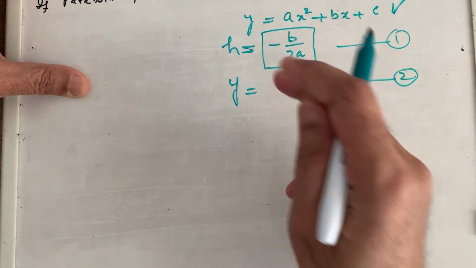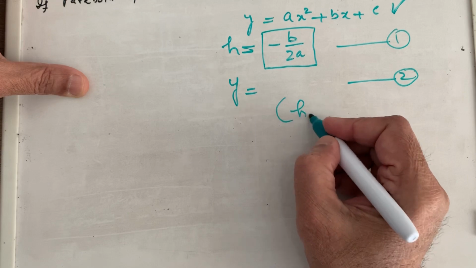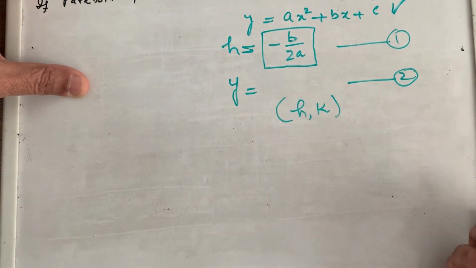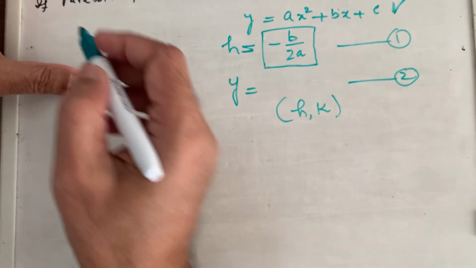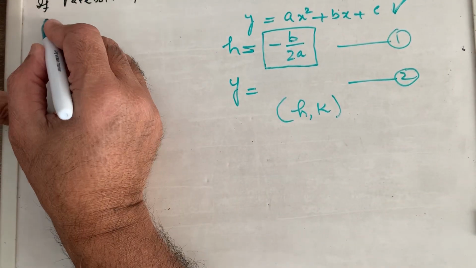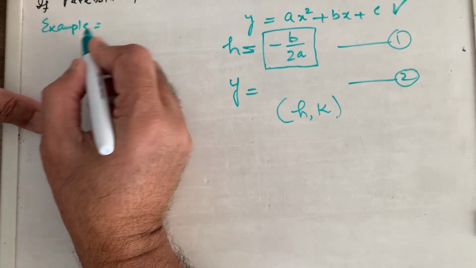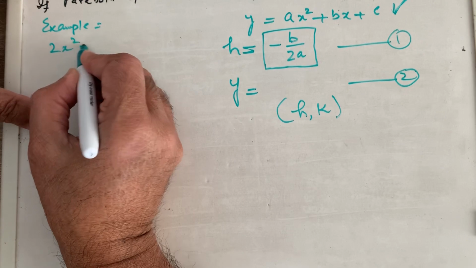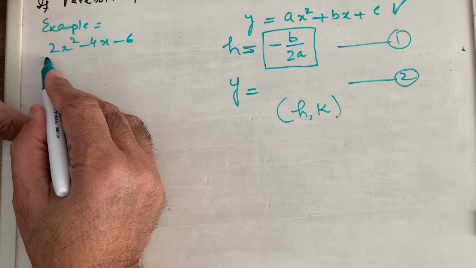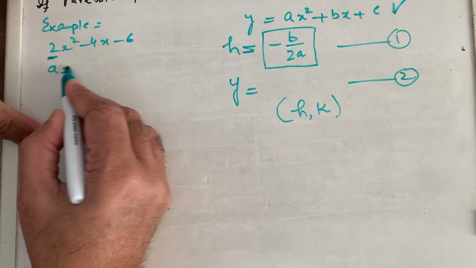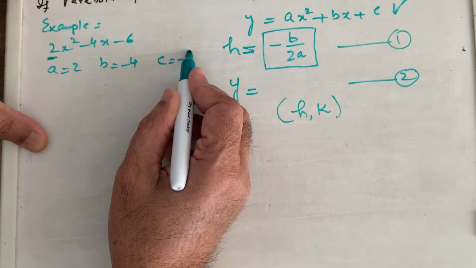Now you have the x coordinate, and you have h and k both. If you have h and k, then you can determine which way. You have to see the value of a. Let's take an example, right? Maybe 2x squared minus 4x minus 6. What is a? A is 2. What is b? B is minus 4. What is c? C is minus 6, right?